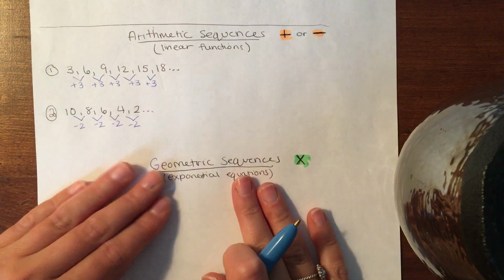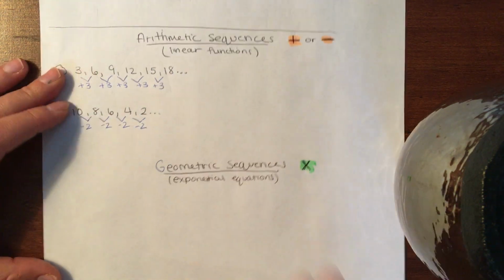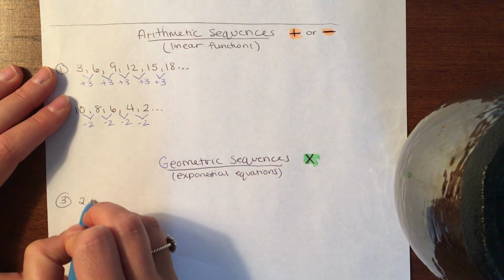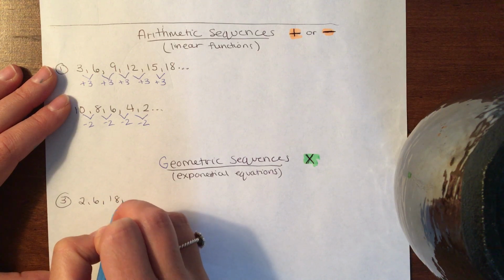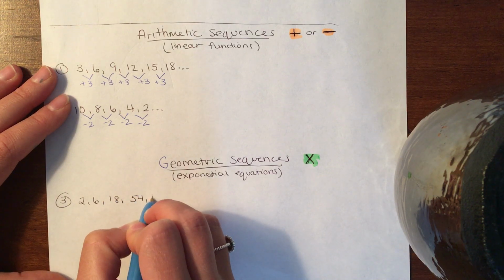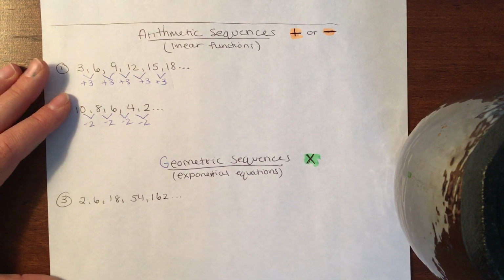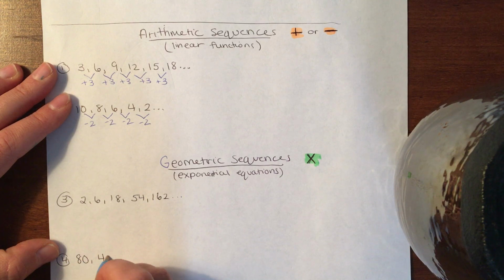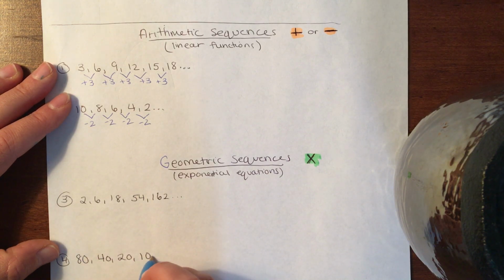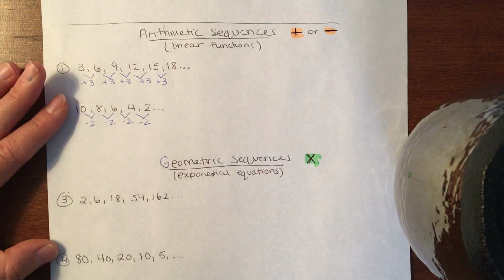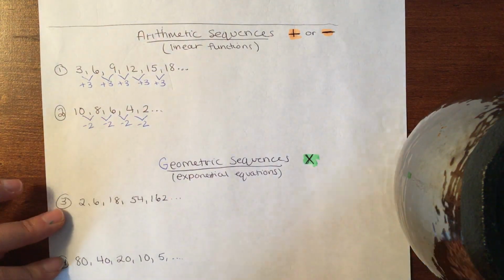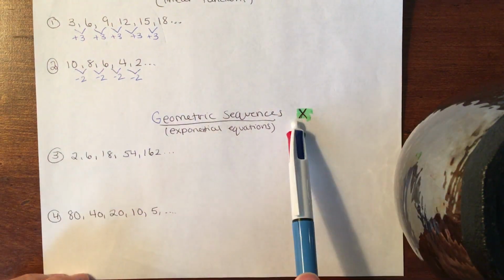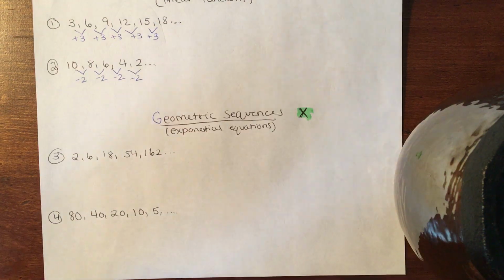Okay, so I'm going to give you two examples of geometric sequences right now over here. So example 3 is going to look like this. 2, 6, 18, 54, 162, dot, dot, dot. And your fourth example, 80, 40, 20, 10, 5, dot, dot, dot. Okay, these are two examples of geometric sequences. And the reason being is because they're being multiplied. Each number is being multiplied by the same amount to get to the next number.